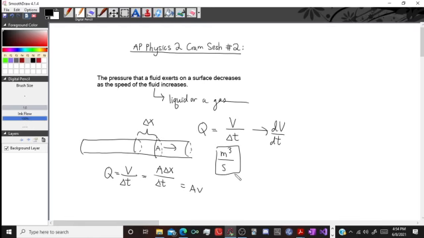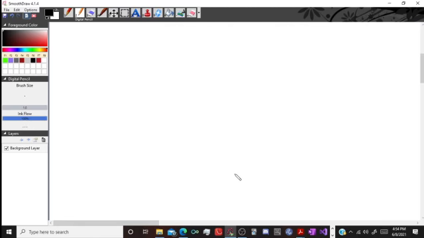Okay then, let's do a practice problem. This is from the textbook I'm using. The heart pumps blood at an average flow rate of 80 centimeters cubed per second. So that's Q. It pumps into the aorta, which has a diameter of 1.5 centimeters. But since we don't use diameter, we can say the radius is 0.75 centimeters. Determine the average speed of blood flow in the aorta.